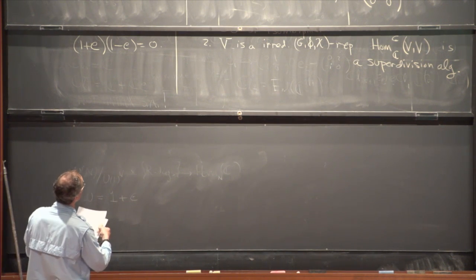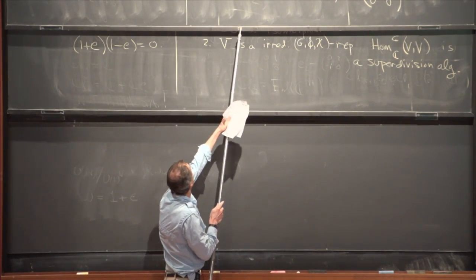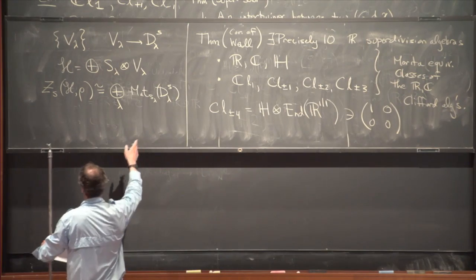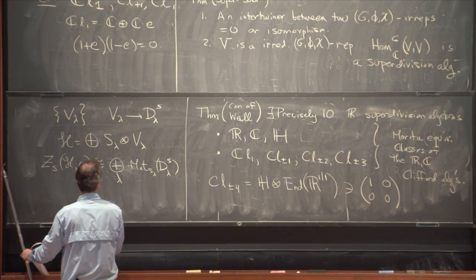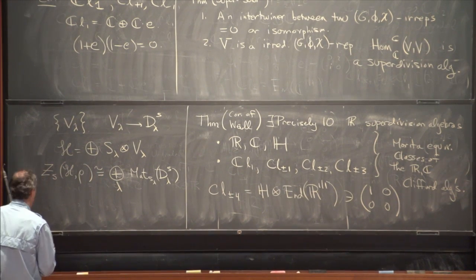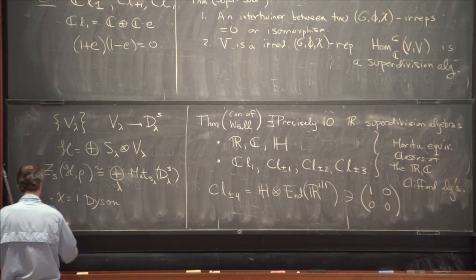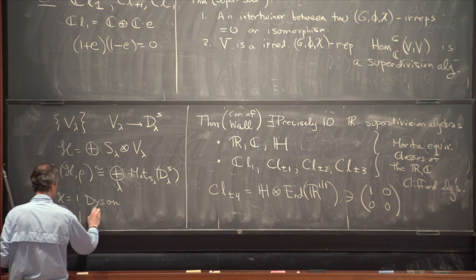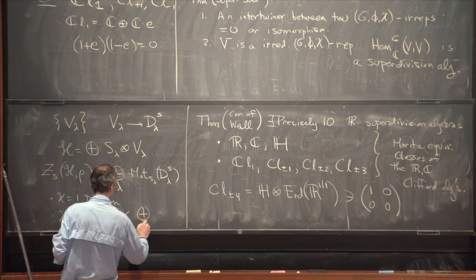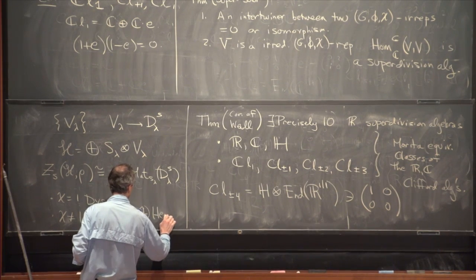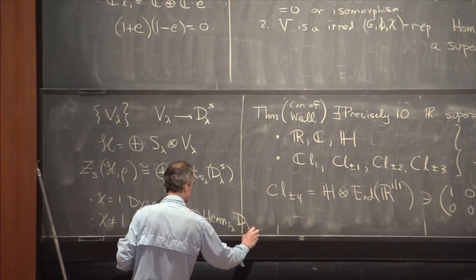You see, we can put a star structure on the real superdivision algebras, because they're Clifford algebras, if you like. And so now if we have chi equals 1, we have Dyson. And if chi is not equal to 1, then H is an odd element in the direct sum over lambda of the Hermitian S lambda by S lambda matrices over D lambda.